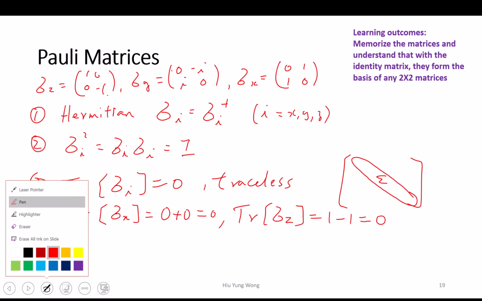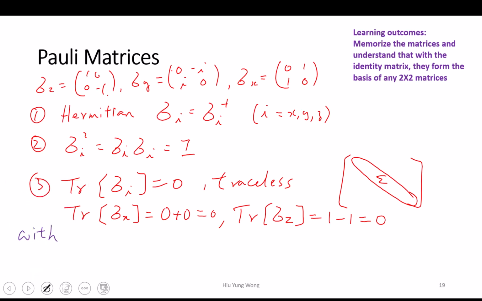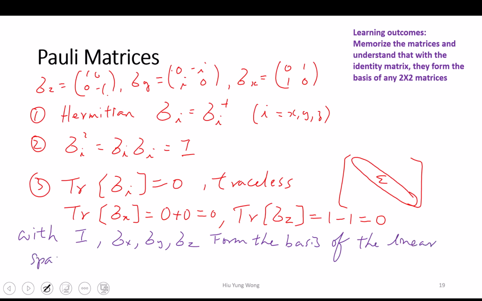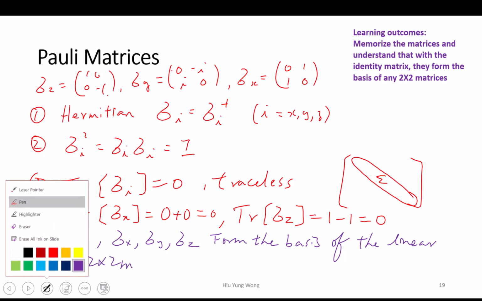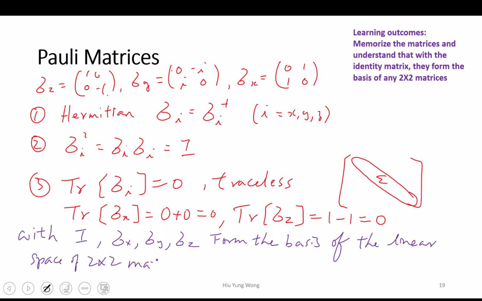Then finally, I want to say one thing. With the identity matrix, sigma X, sigma Y, sigma Z form the basis. You can call them vectors, although they are matrices, they still form a linear space. Maybe I should say basis elements instead. They form the basis of the linear space of 2 by 2 matrices.